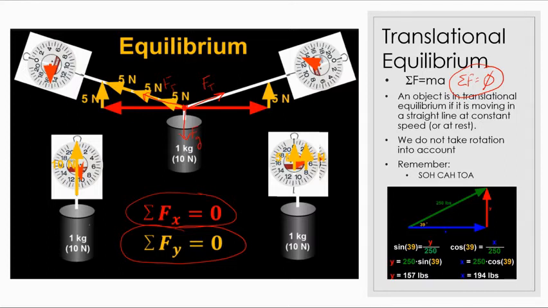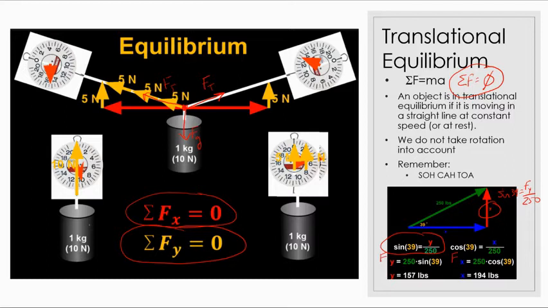Something else that's important for you to recognize is SOHCAHTOA. When I'm looking at my force in my y direction, I have sine 39 equal to my opposite, which is my force in y, divided by my hypotenuse, which is 250. You can see that written here. So this is my force in y, and here is my force in x. In this case, your force in x is cosine.